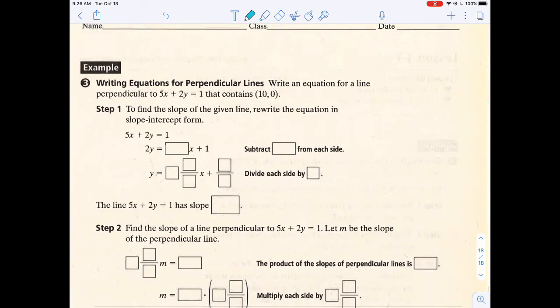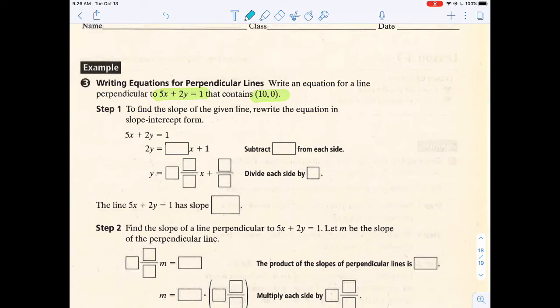We're going to keep going with example 3 here. Example 3 says writing equations for perpendicular lines. So now we're shifting gears to perpendicular. Write an equation for the line perpendicular to 5x plus 2y equals 1 that contains the point 10, 0. So first we're going to rearrange this equation so it's in slope-intercept form.